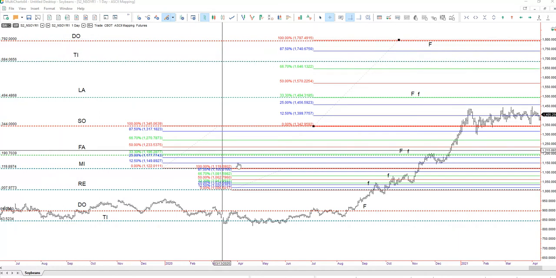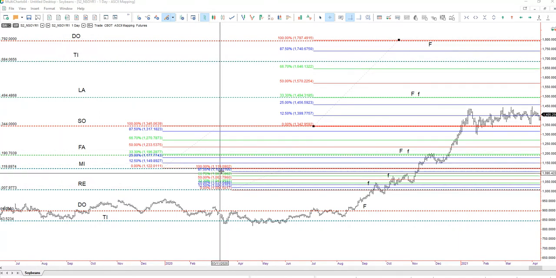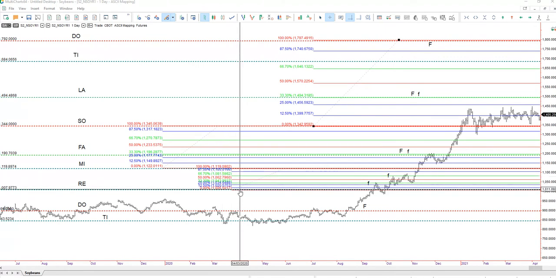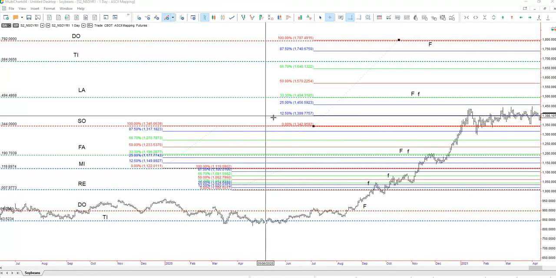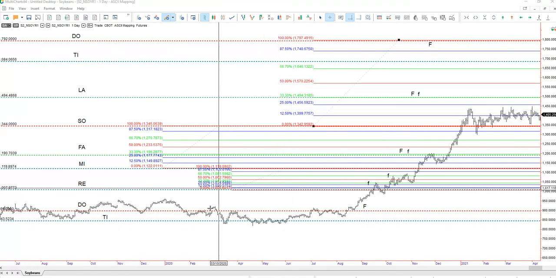So what I've done, I've set the diatonic ratios into the fib tool, and I've used the fib tool to mark out the tone levels of the 3 sub-octaves. So here's our octave between re and mi, here's our octave between mi and so, and here's our octave between so and do. So you can see all the subtones.